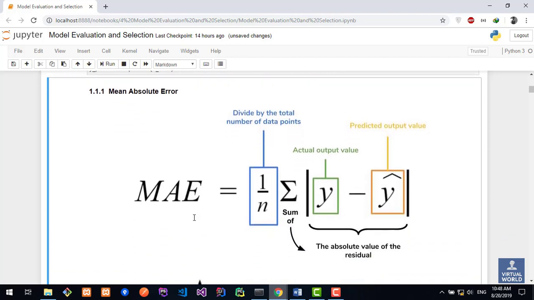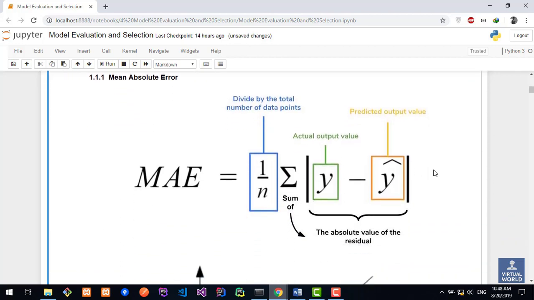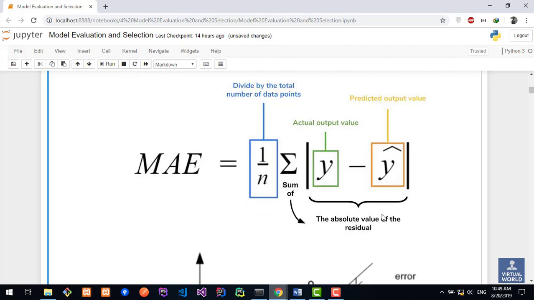The first way to evaluate our regression model is mean absolute error. Mean absolute error is the simplest regression error metric. We will calculate the residual of every data point, taking only the absolute value of each, so that the negative and positive residuals do not cancel out. We then take the average of all these residuals.